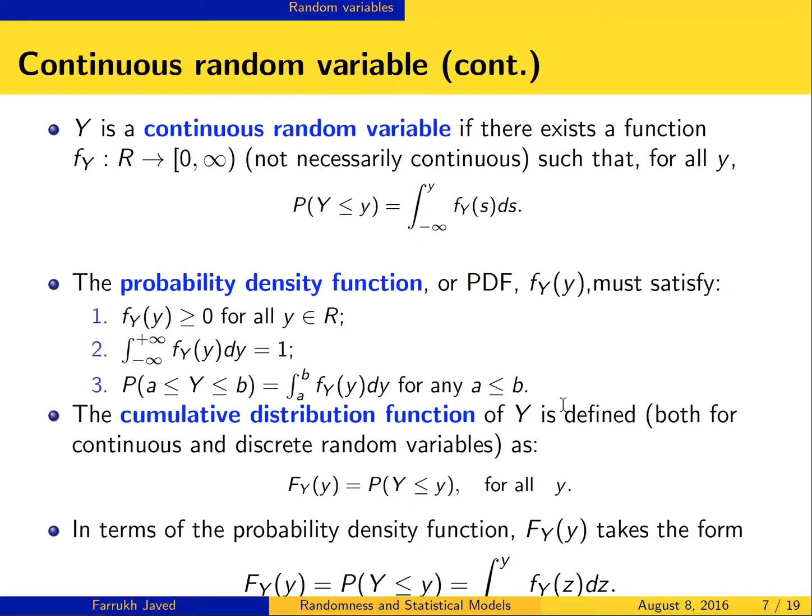Sometimes we also talk about the cumulative distribution function in statistics, in both the discrete and continuous case. In the discrete case, we just evaluate the probability of being less than or equal to a particular point. And in the continuous case, when we have a density function, we integrate that function from minus infinity to y, and then evaluate the cumulative distribution function.